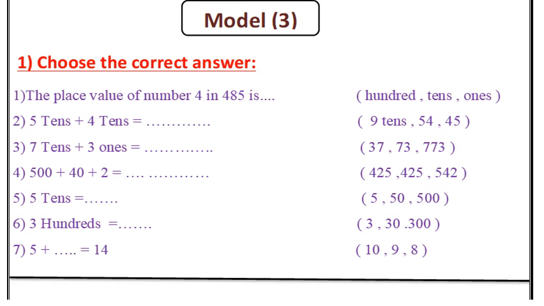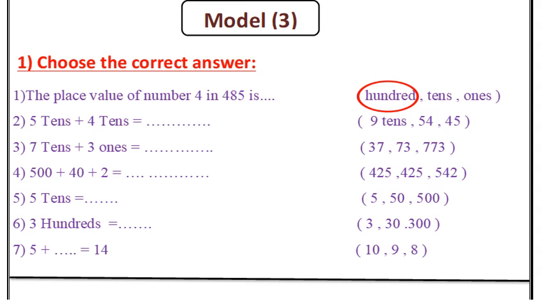Choose the correct answer. The place value of number 4 in 485. I want the place value. The place value means the name of the room of the digit 4. Remember, 5 in ones, 8 in tens, and 4 in hundreds. Okay, now we know 4 in hundreds.